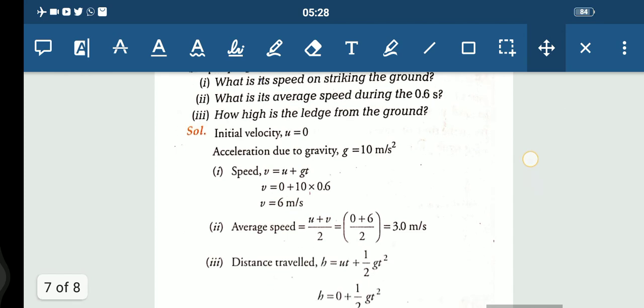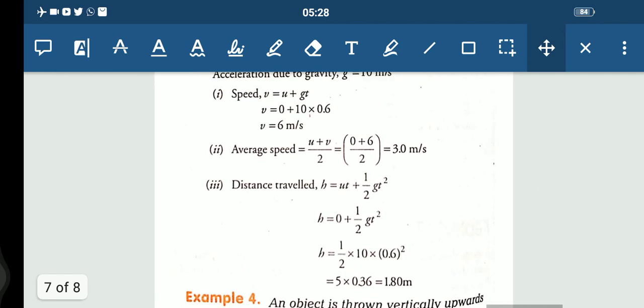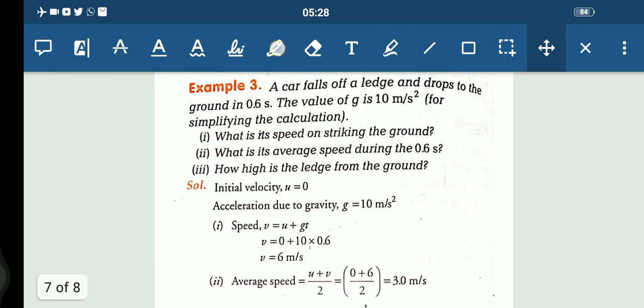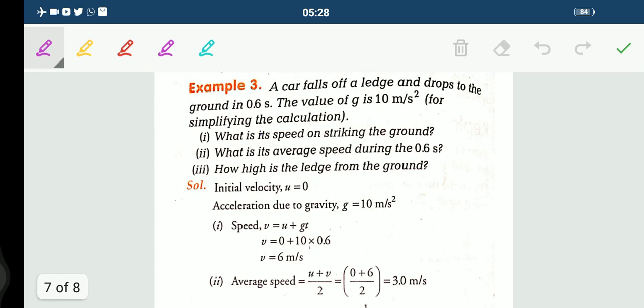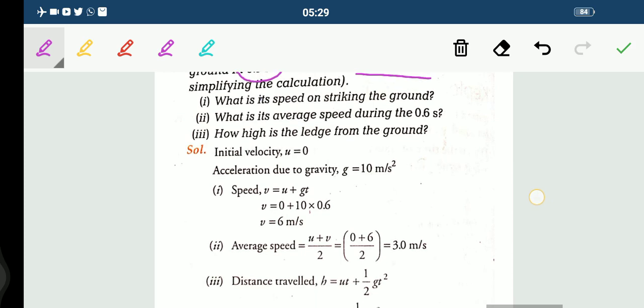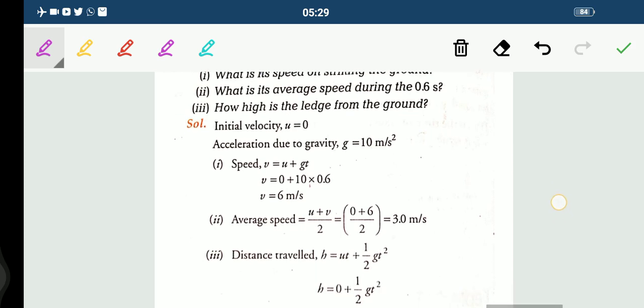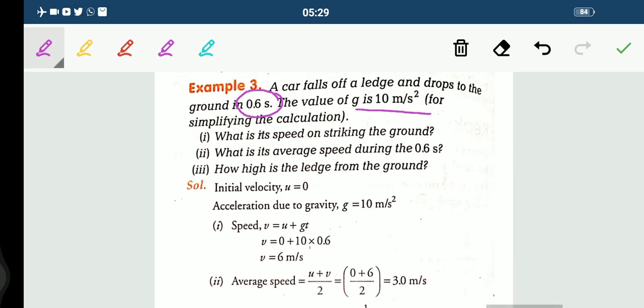Now students, there is one numerical. Fine, it is very simple, so we'll be solving it fast. See, a car falls off a ledge and drops to the ground in 0.6 seconds. So the time is given. Fine, 0.6 second. The value of g is also given. Now what you need to find out? The speed on striking the ground. What is the speed on striking the ground? So initial velocity will become 0 here.